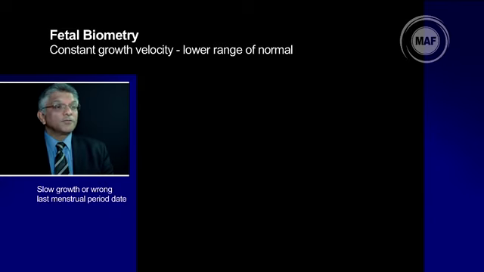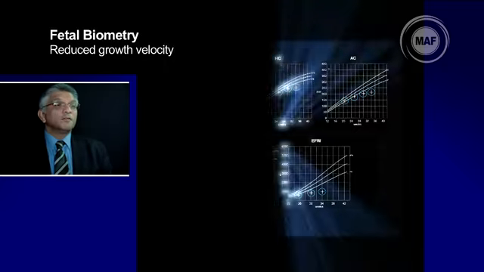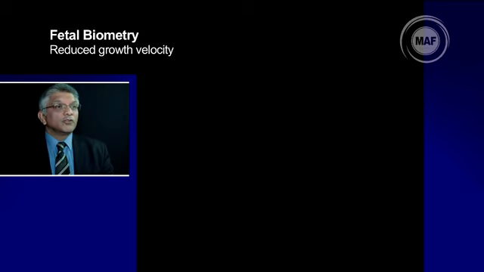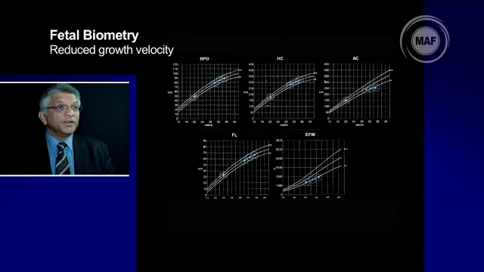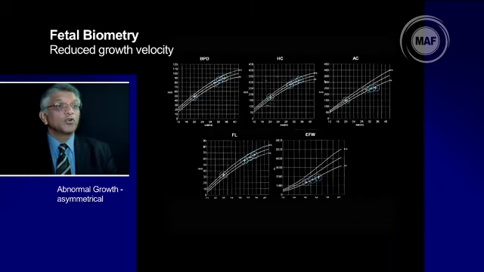Growth curve 3. This shows a reduced growth velocity over the period of gestation. Growth curve 4. This shows normal growth velocity for the biparietal diameter, the head circumference, and the femur length. However, the abdominal circumference, the growth velocity is falling off. Growth curve 5.